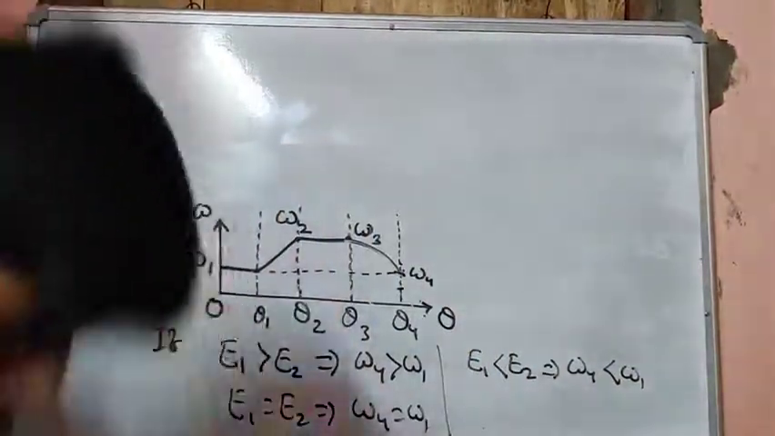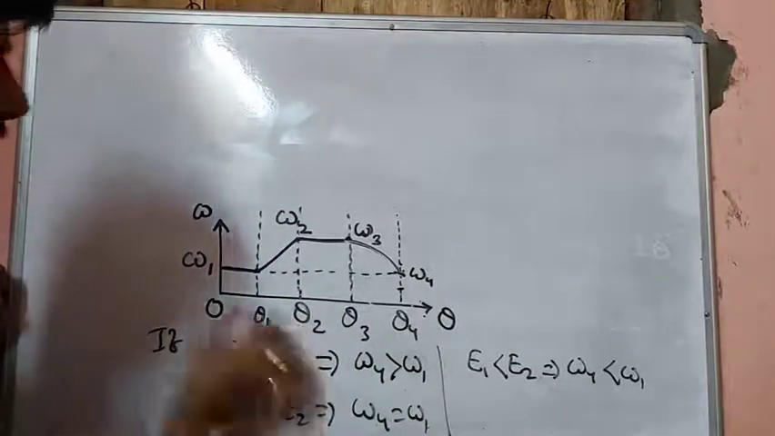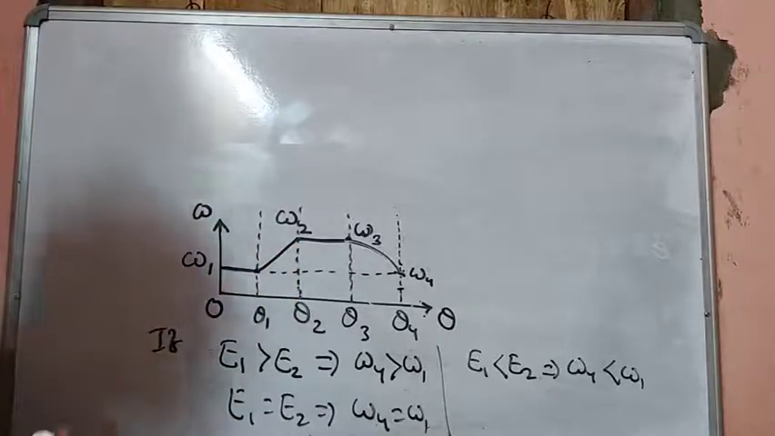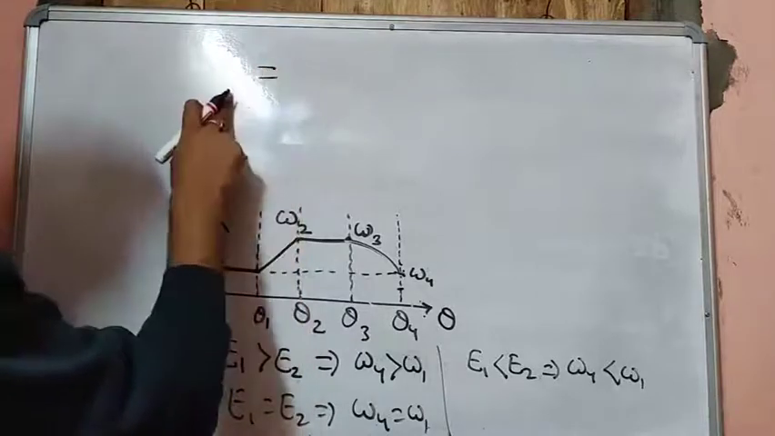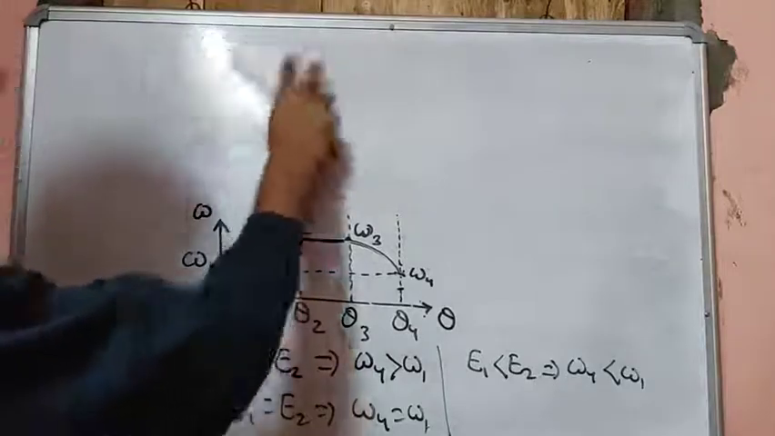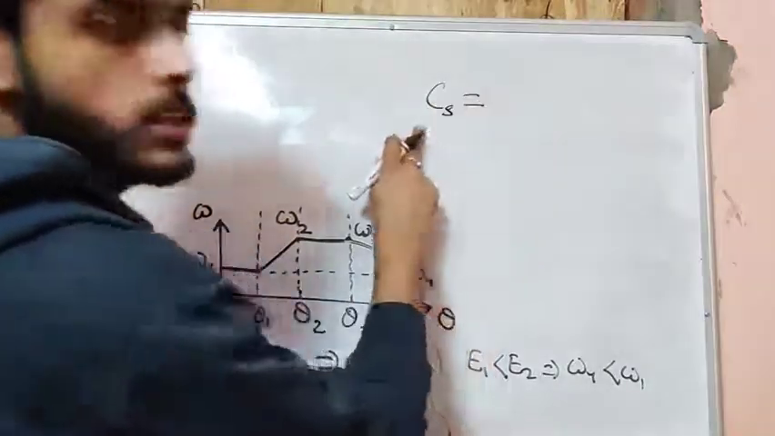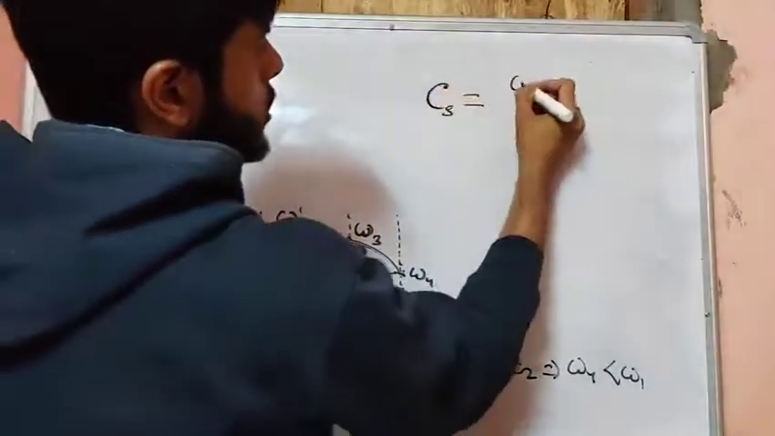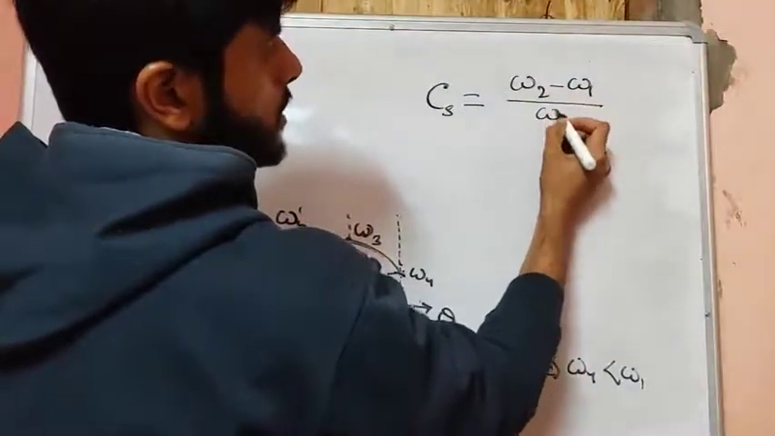So let's say during this cycle, theta 1 to theta 2, the initial angular velocity was omega 1 and the final angular velocity was omega 2. There is something we call the coefficient of fluctuation of speed. This CS is called the coefficient of fluctuation of speed, and it is given as omega 2 minus omega 1 divided by omega mean.